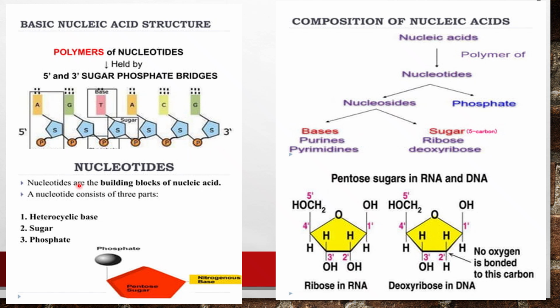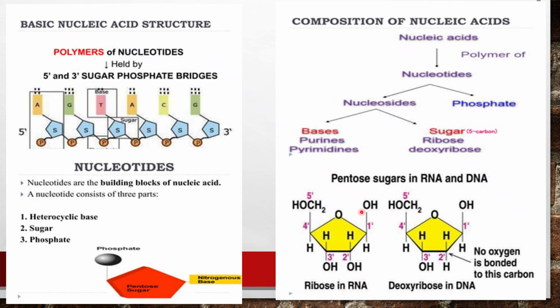Now, what are the nucleotides? What do they consist of? I already told you they consist of pentose sugar, phosphate, and nitrogenous base. The same thing is here, the composition of nucleic acid. Nucleic acid is basically the polymer of nucleotides, which consist of nucleoside and phosphate, and nucleosides consist of bases and sugar. So this is the structure of pentose sugar in RNA and DNA.